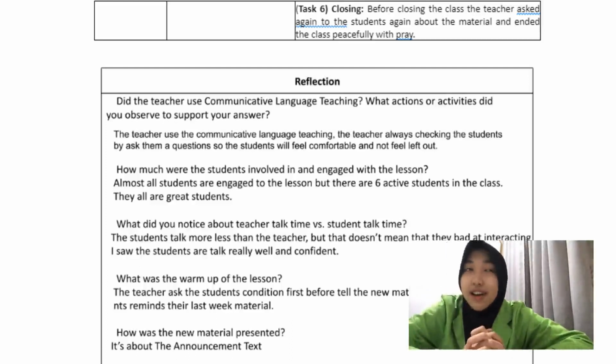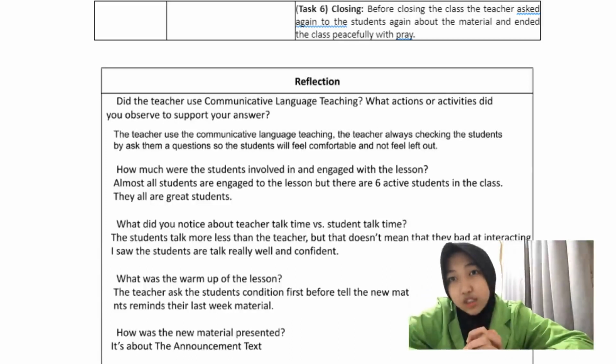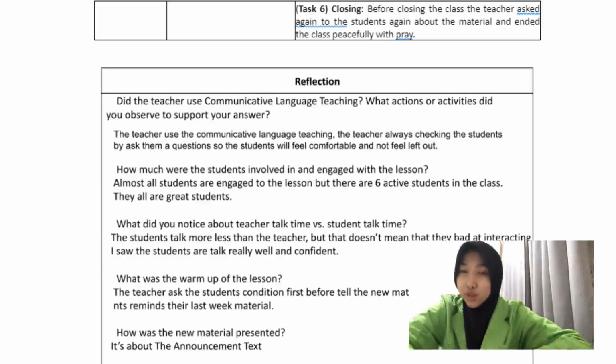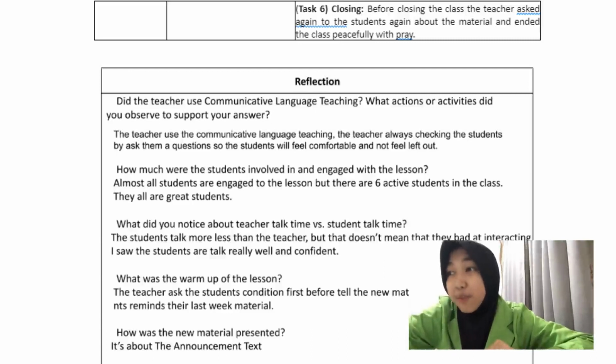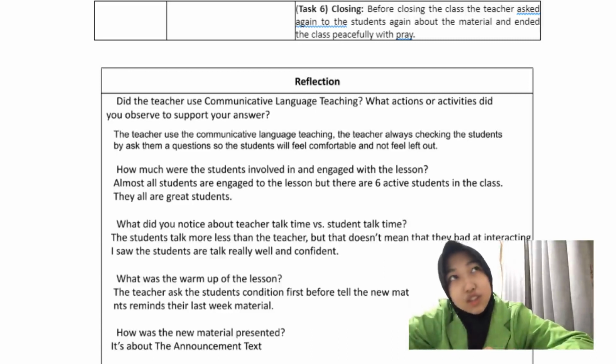In this class, I am so impressed because almost all students are engaged in the lesson, but I found that 6 students were especially active in the class, and they are all great students too. They are really well-mannered students with confidence to speak in class. That's very good. The students talk more or less than the teacher, but that doesn't mean they interact badly. I saw many students do really well and confidently.